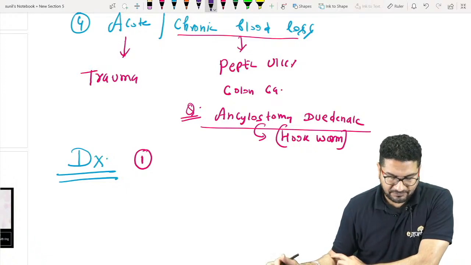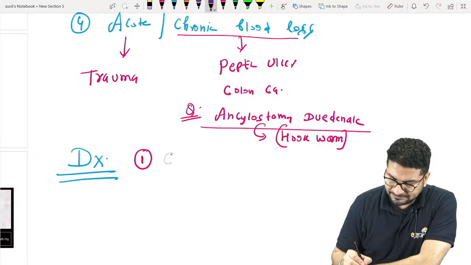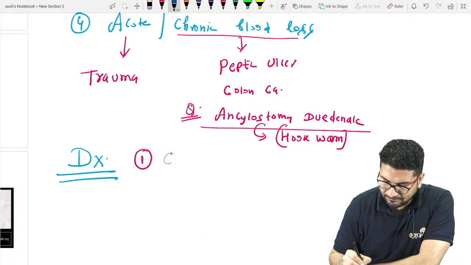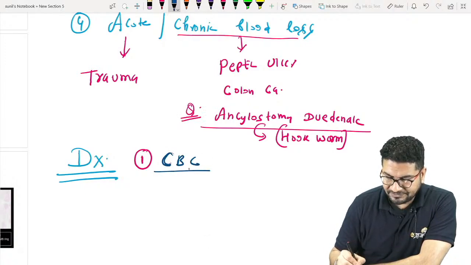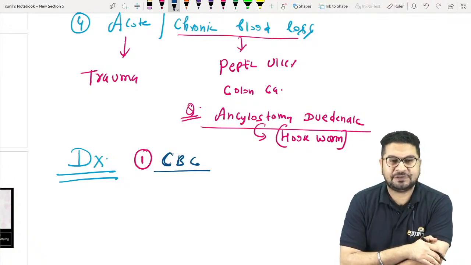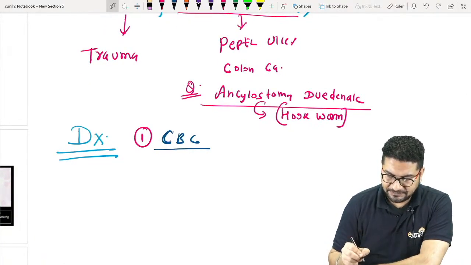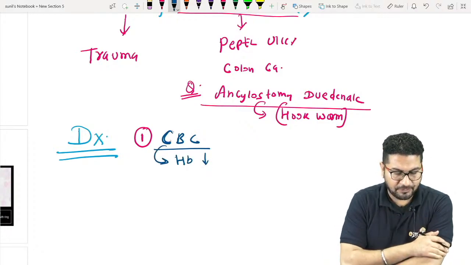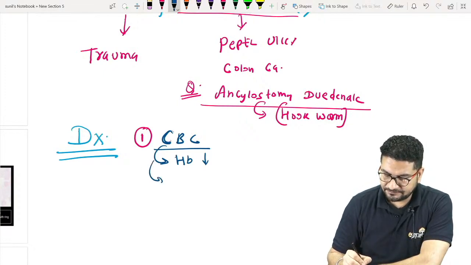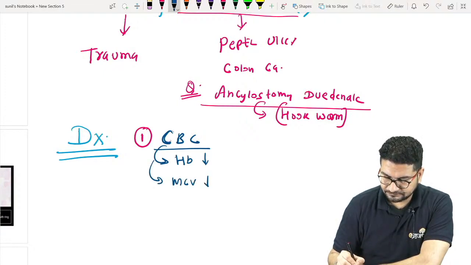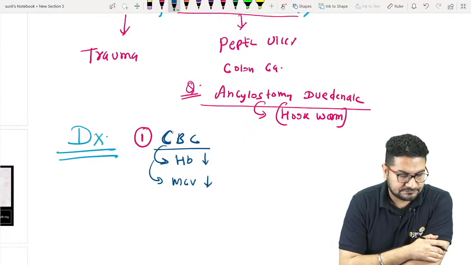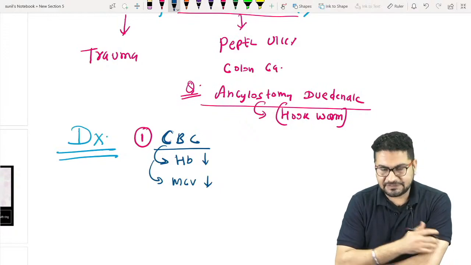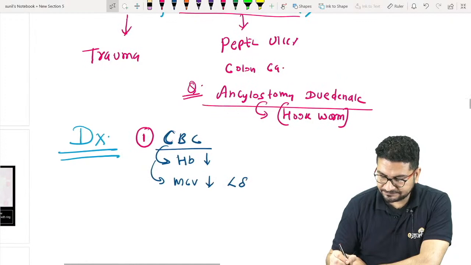Dharmesh? Yes, CBC. Very good. The first test you will recommend is CBC. Now Chirag, tell me what you will see in CBC. In CBC you will see hemoglobin is less. Clear? Hemoglobin will decrease. What else will decrease? MCV will decrease. Clear? In CBC hemoglobin will decrease, MCV will decrease. Right? MCV is less than 80. Yes, very good. It is less than 80.